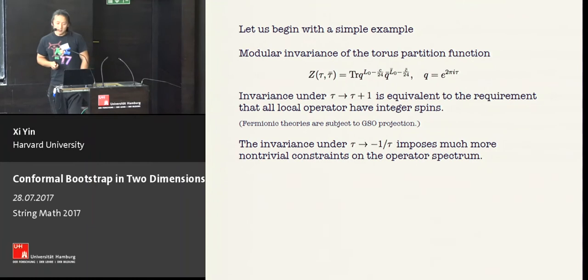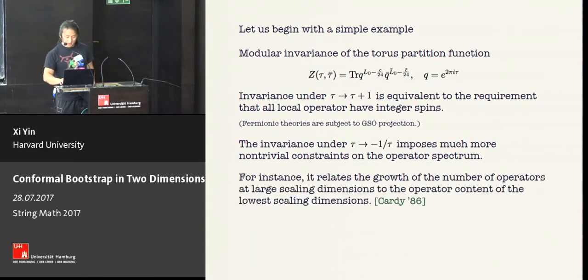Now, the invariance under tau goes to minus 1 over tau, the other generator of the modular group, is much more non-trivial and constrains the operator spectrum in a very non-trivial way. For example, as was famously shown by Cardy back in the 80s, modular invariance relates the growth of the number of operators at high scaling dimension to the operator content at very low scaling dimension.